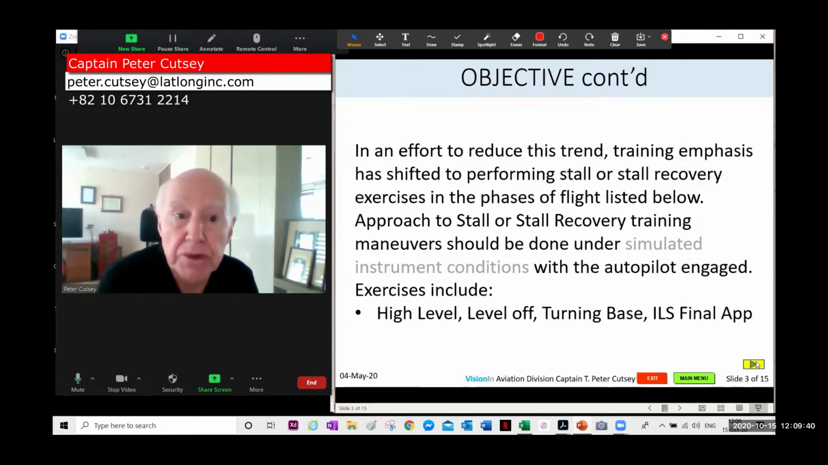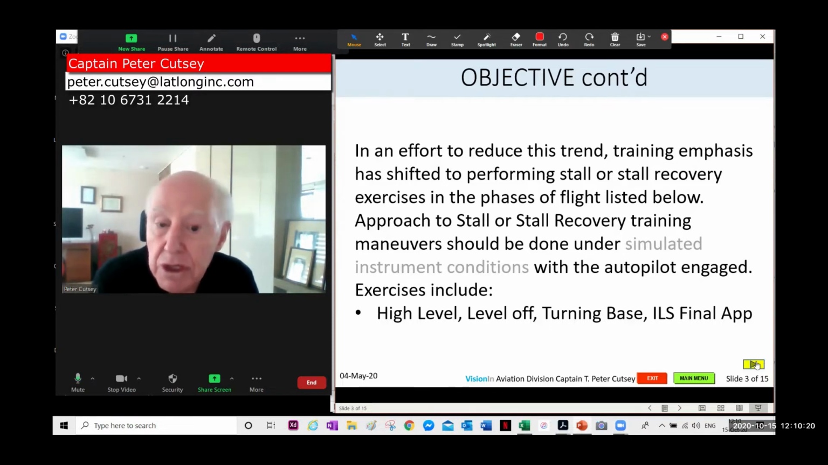In an effort to reduce this trend, training emphasis has shifted to performing stall or stall recovery exercises in the phases of flight listed below. Approach to stall or stall recovery training maneuvers should be done under simulated instrument conditions with the autopilot engaged. Incidentally, these aren't my words, these are the words from the aircraft manufacturer directly from the FCTM. And I might add that anything that comes out of my mouth is directly from the Boeing manuals, and this is what instructors should be using.